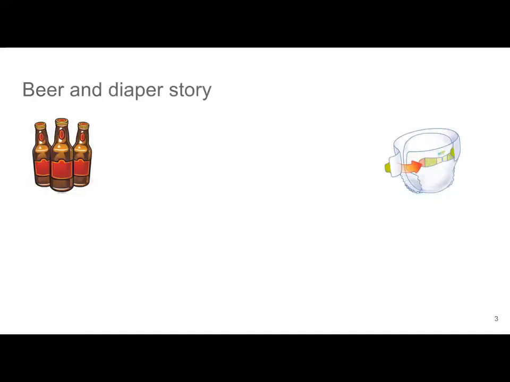So first, a story. There's a legendary story about how machine learning can help to gain unexpected insight from data. There was a supermarket supply chain. They found that there was a high correlation between the sales of beer and diaper. So from this information, what kind of insight can we get?